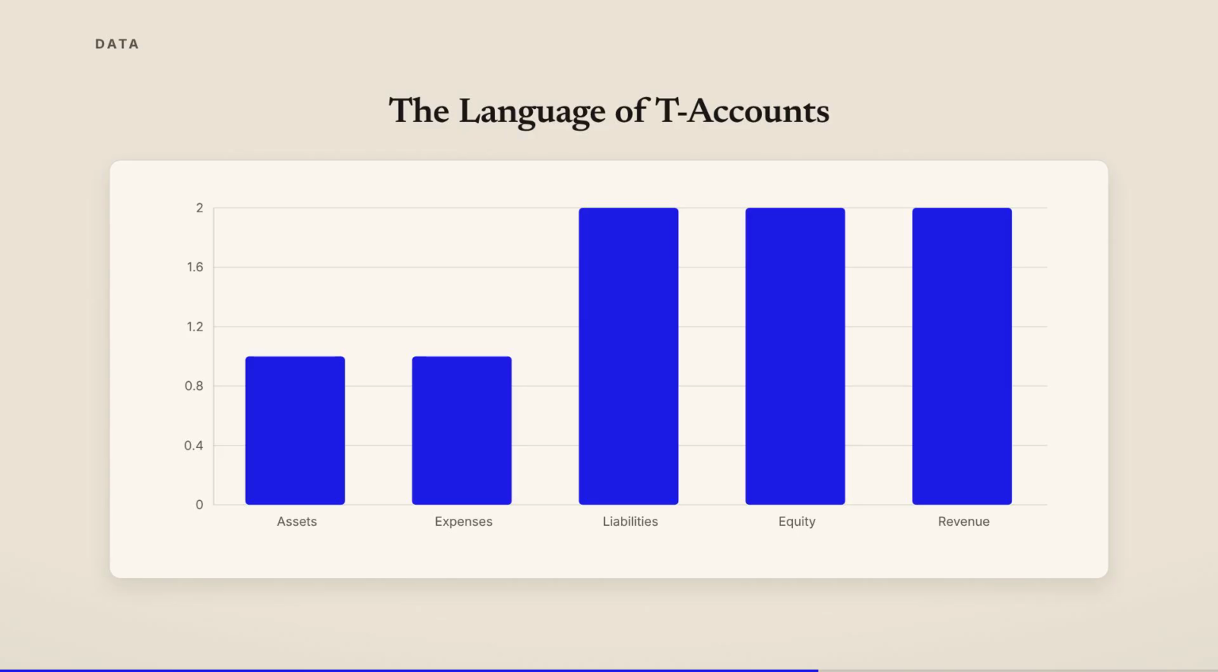LER on the credit side. Liabilities, equity, and revenue increase with credits. Consider buying inventory with cash. Debit inventory because the asset increases, credit cash because that asset decreases. The total debit equals the total credit. This is how the dual aspect concept operates transaction by transaction, preserving the accounting equation and creating an audit trail.